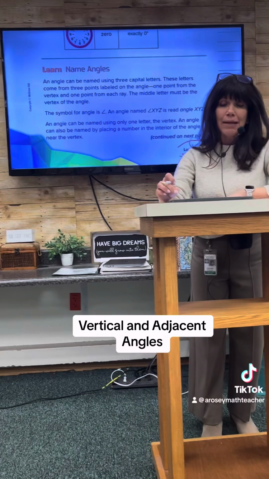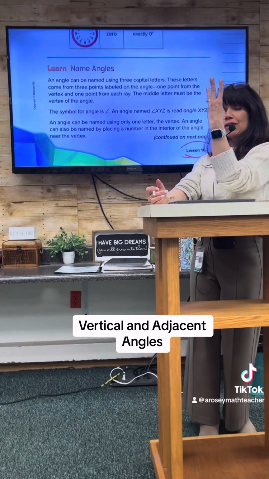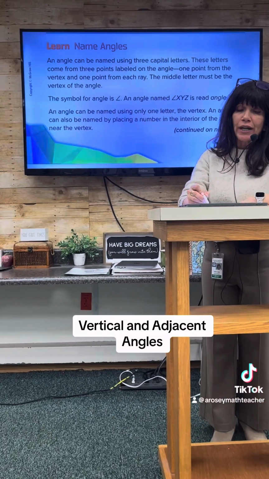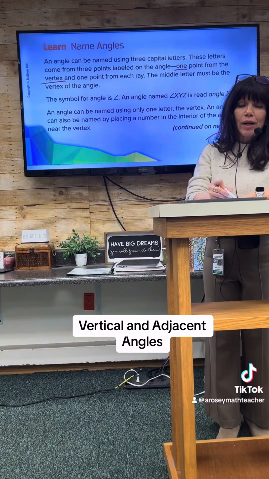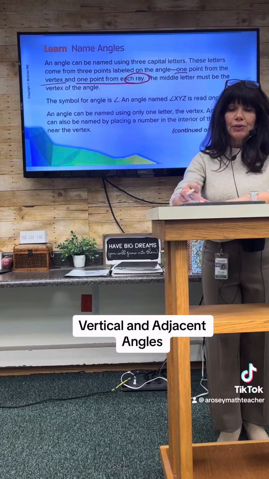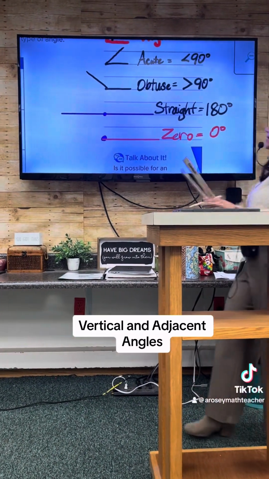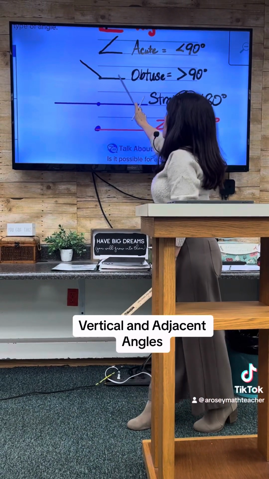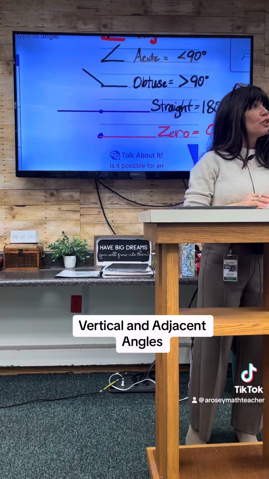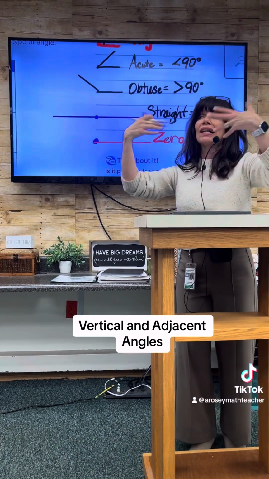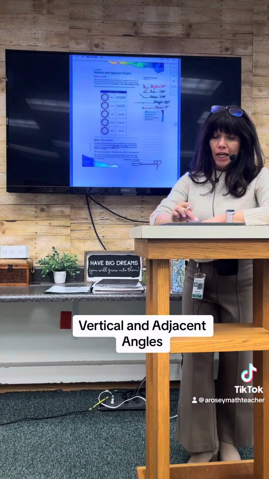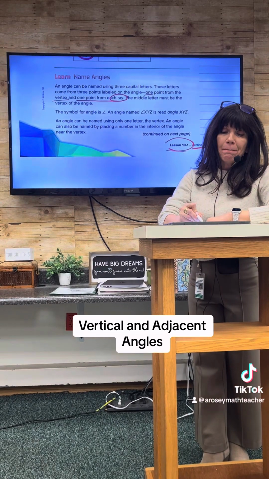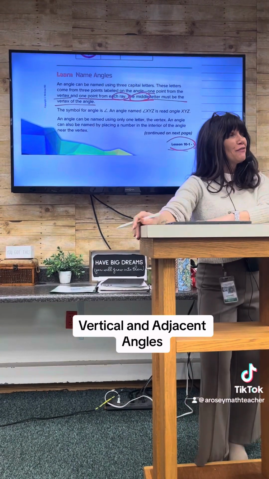An angle can be named using 3 capital letters. Count them, 3. These letters come from 3 points labeled on the angle, 1 point from the vertex, and 1 point from each ray. Do you get the idea that earlier on these lines, this is a ray, this is a ray, this is a ray, this is a ray? Are you all with me? Each piece that helps to make up an angle is called a what, class? Ray. You got it. Okay, so for example, when you are labeling them with letters, the middle letter must be the vertex of the angle.